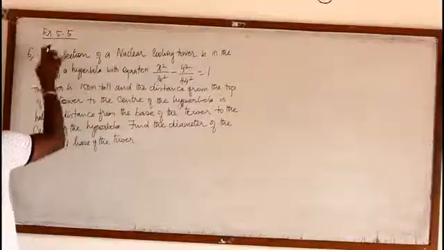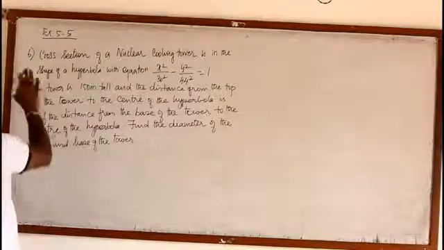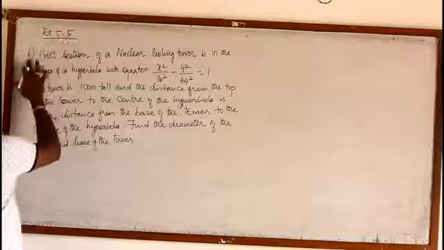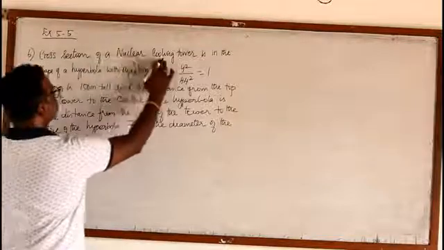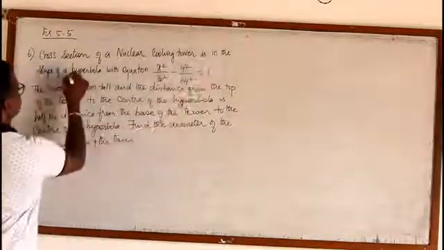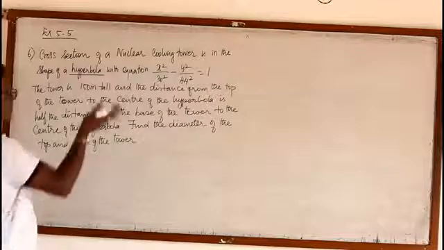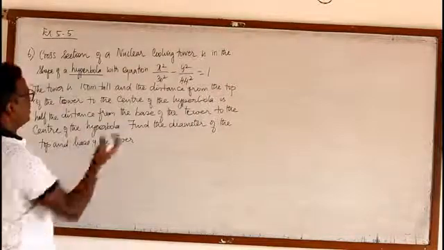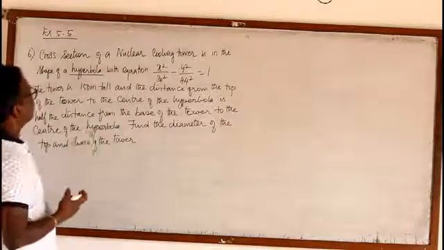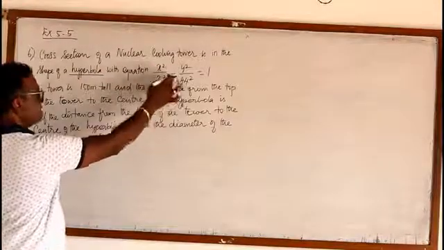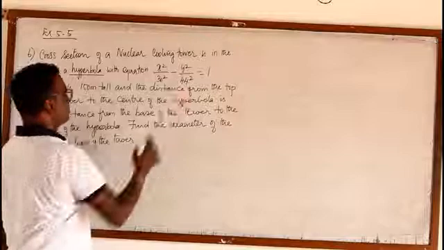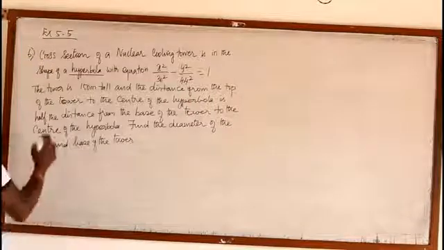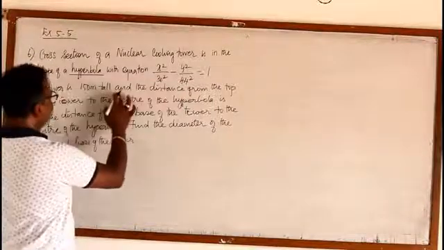Now, we shall go for the next problem on hyperbola, that is on exercise 5.5, sixth problem. The cross section of a nuclear cooling tower is in the shape of a hyperbola. So a cooling tower in a factory, maybe, is a hyperbola whose equation they gave us: x square by 30 square minus y square by 44 square equal to 1. The tower is 150 meter tall.